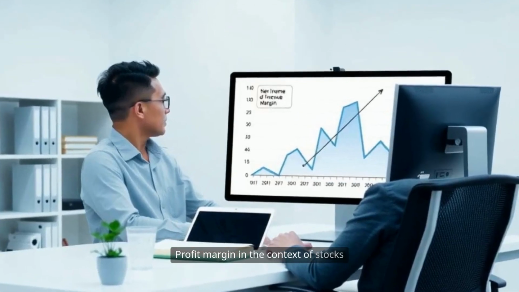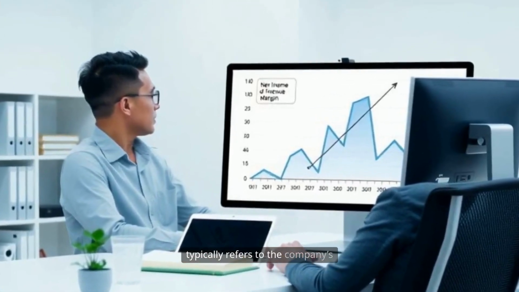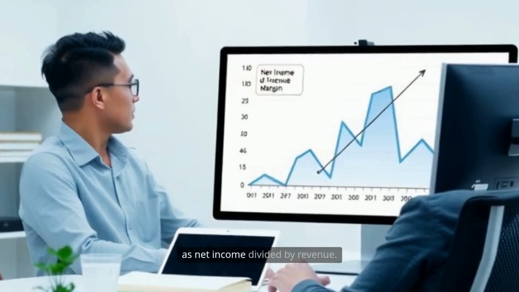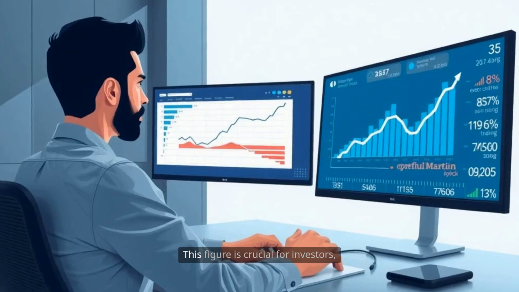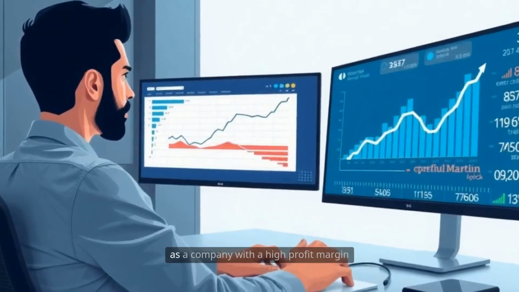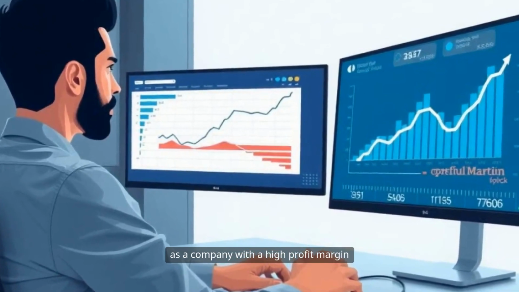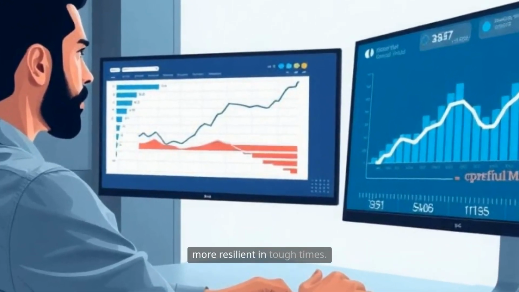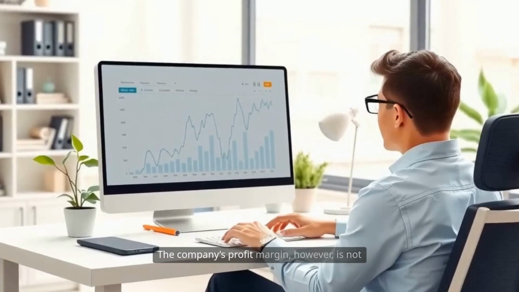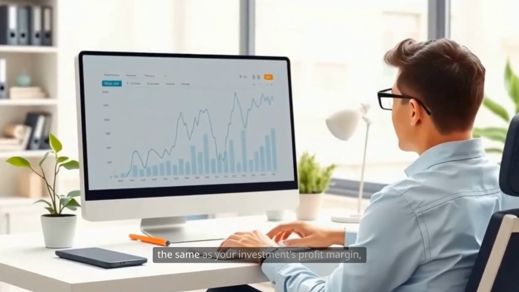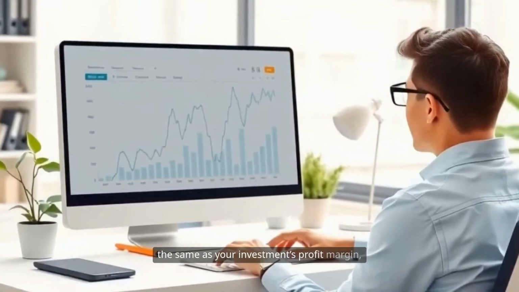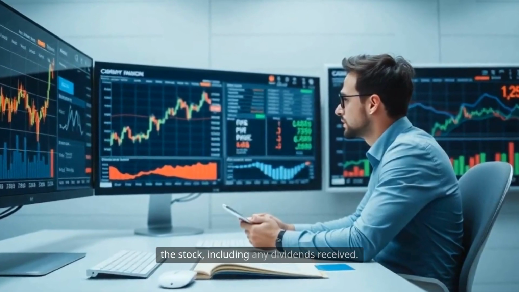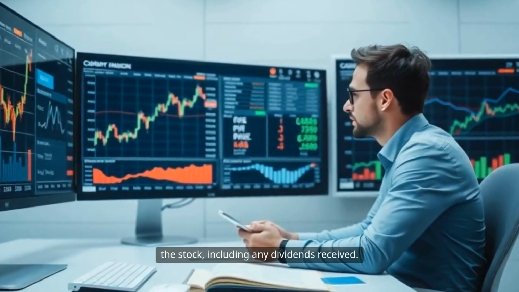Profit margin in the context of stocks typically refers to the company's own profitability, which is often expressed as net income divided by revenue. This figure is crucial for investors, as a company with a high profit margin is generally more efficient and potentially more resilient in tough times. The company's profit margin, however, is not the same as your investment's profit margin, which depends on the price at which you buy and sell the stock, including any dividends received.